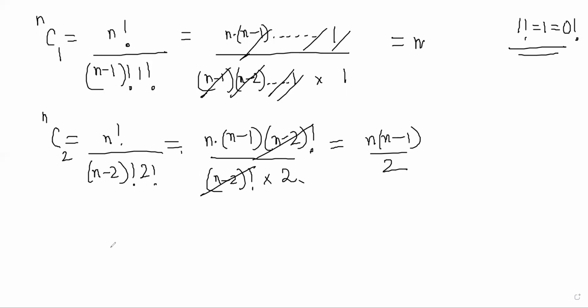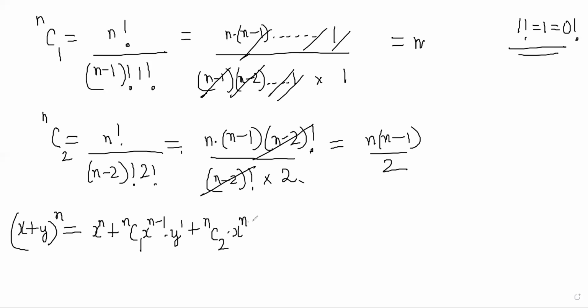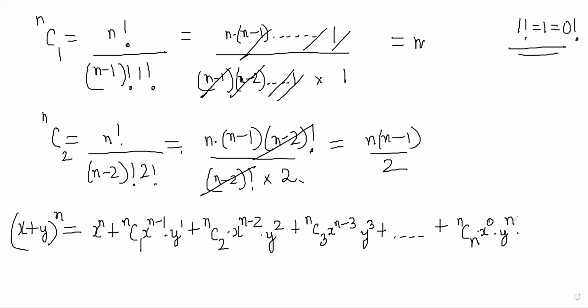Now, similarly, the binomial theorem actually says something like this: (x plus y) power n will be equal to x power n plus nC1 x power n minus 1 into y power 1 plus nC2 x power n minus 2 into y square plus nC3 x power n minus 3 into y cube and so on, plus nCn x power 0 into y power n, right? Yes, sir. Correct.